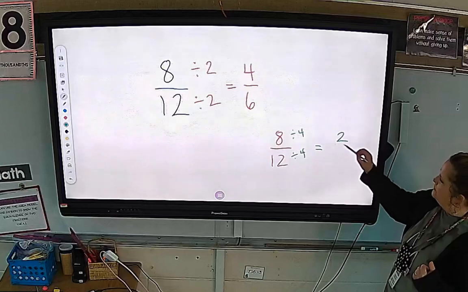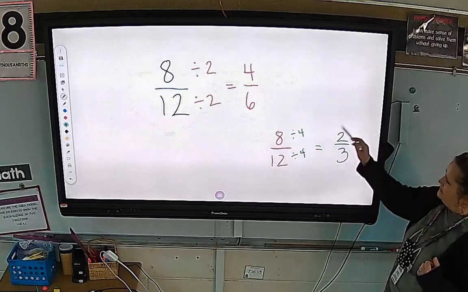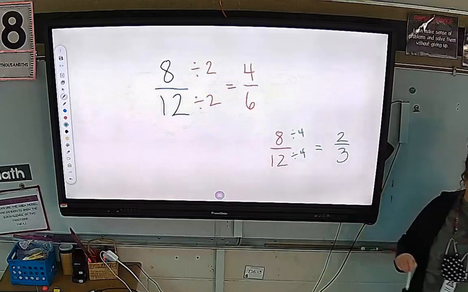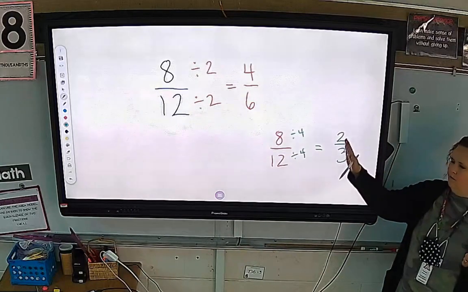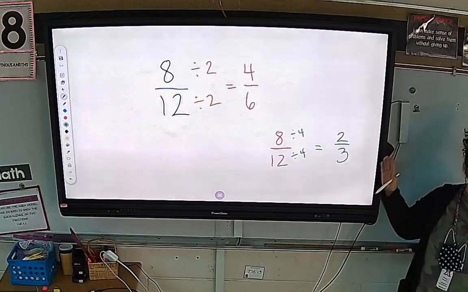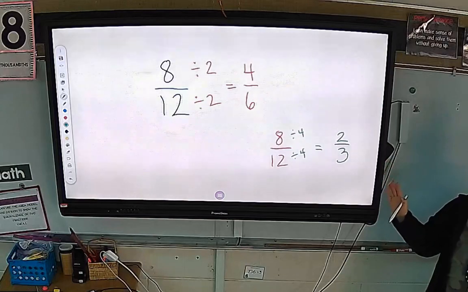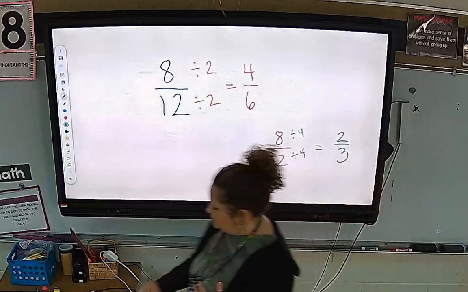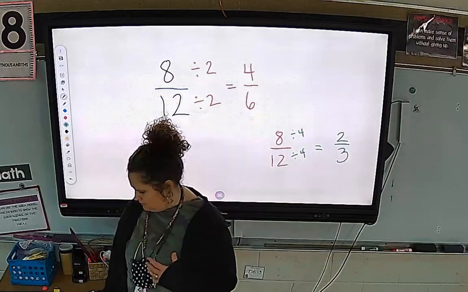2/3. Okay, and that's in 5th grade. We would say that's in its simplest form. It can't be made any smaller than that. You can't divide it anymore. Okay. Good. I'm glad we saw both of those.